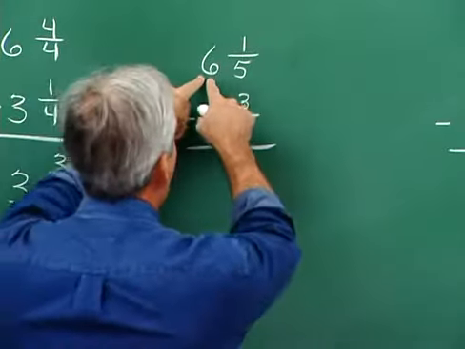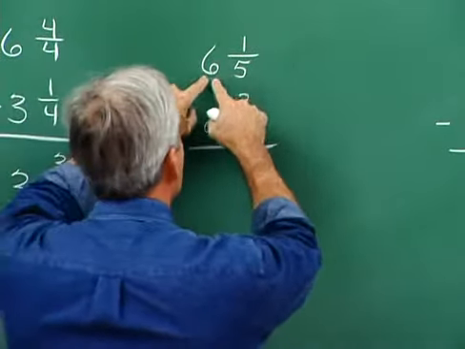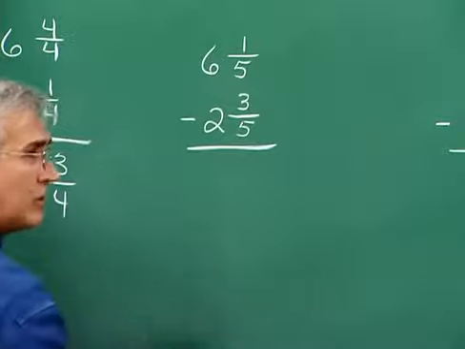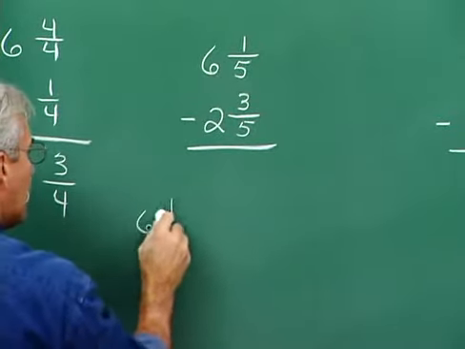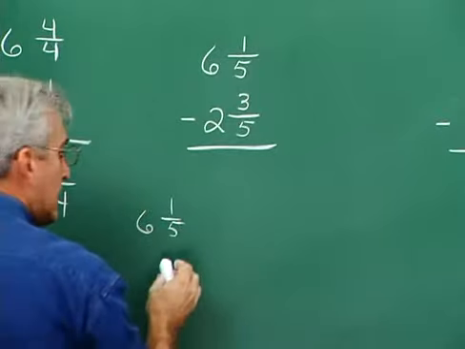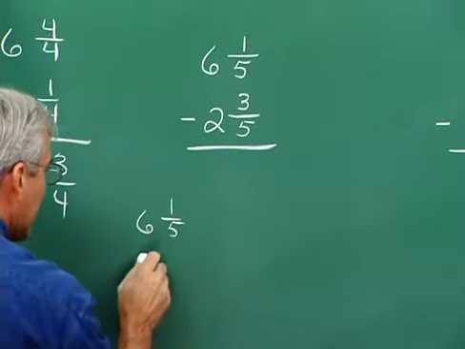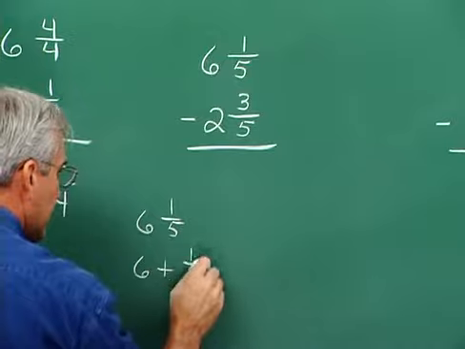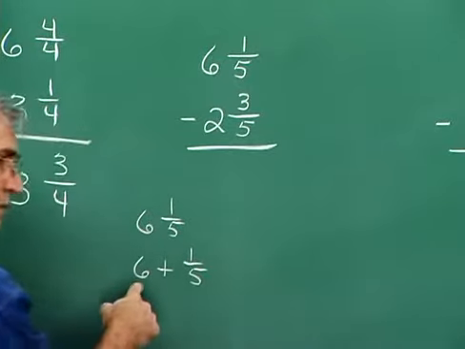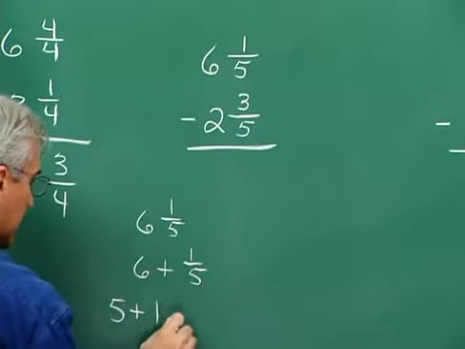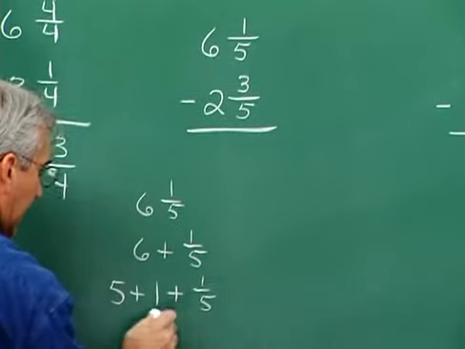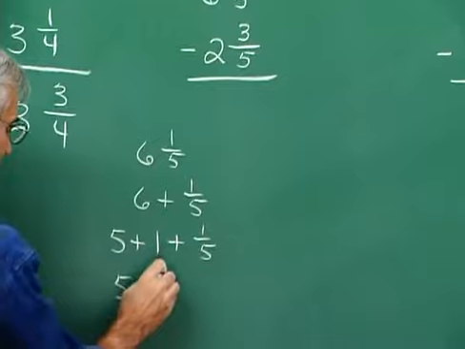Well, we do that by going over to the six. Now, remember, what's going on here is similar to what happened before, that what we have is 6 1/5 like this. And we can think of it as 6 plus 1/5. And we're going to borrow 1 from the 6. So we're going to think of 6 as 5 plus 1. And the 1 we're going to think of as 5/5.